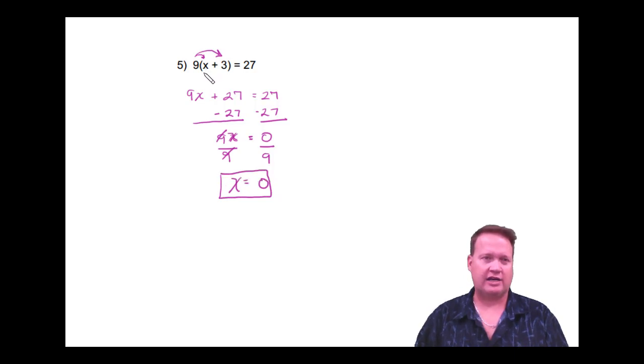And if I come back here and I try and make sense of that, if I put a 0 in here, 0 plus 3 would be 3. And 9 times 3 would be this 27. So that's why it's going to be our solution.